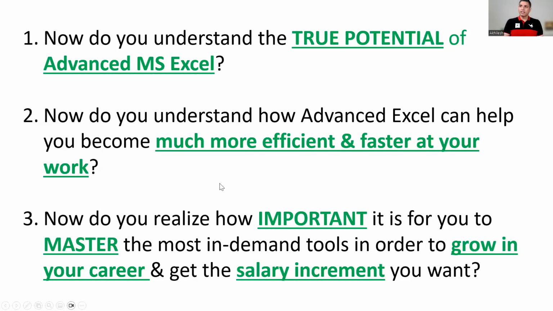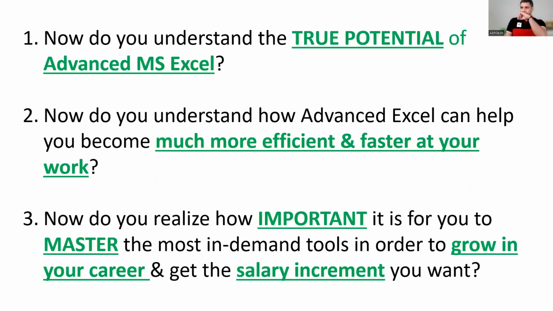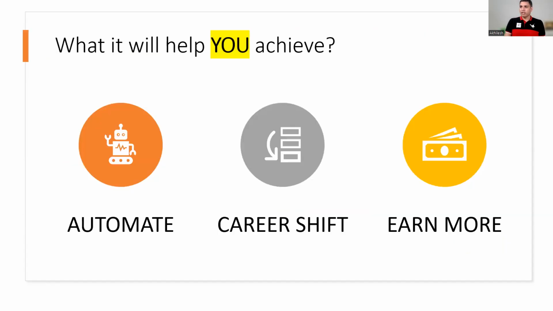And after understanding these things, how can you achieve them? Once you become a master of all these things, you will be able to automate your stuff. You can try to make a career shift if currently you are in a different domain but want to go more toward data science, because that is the growing field. More and more jobs are getting generated on the data side. And if you want to earn more, all these things are possible.